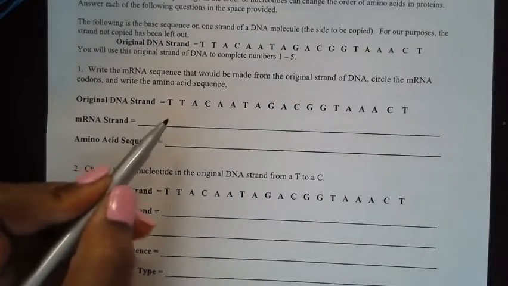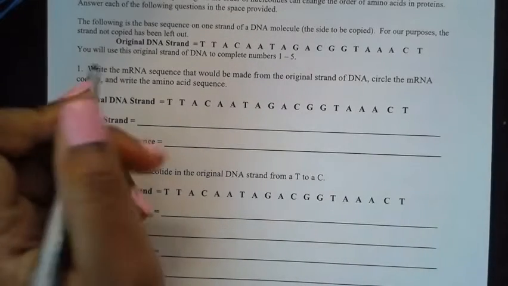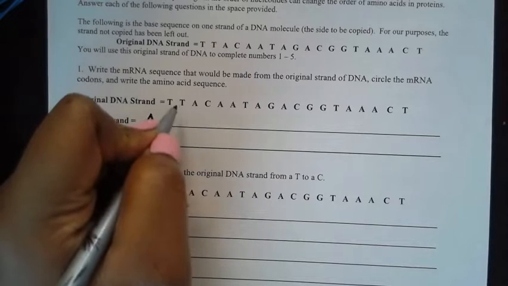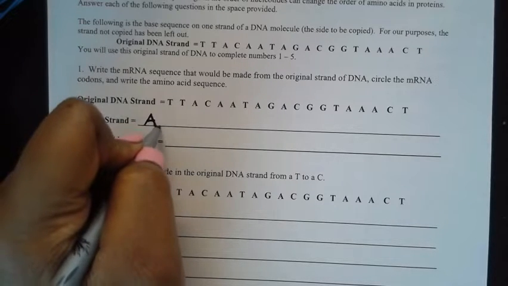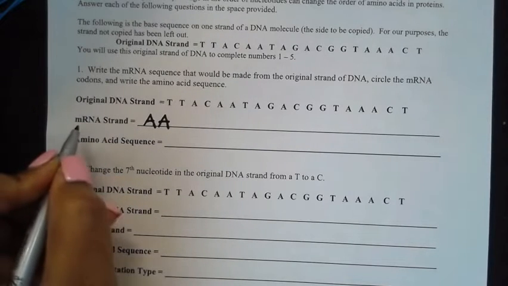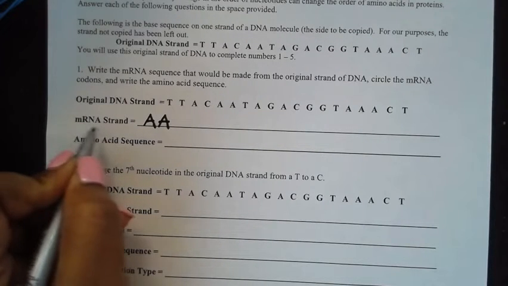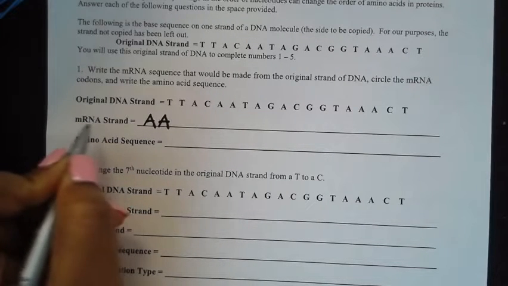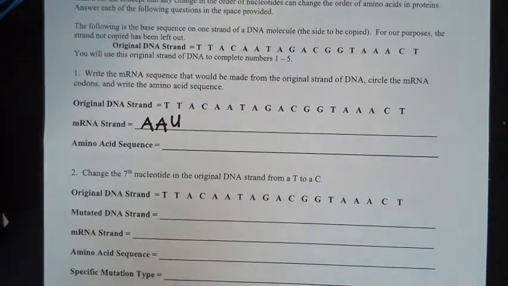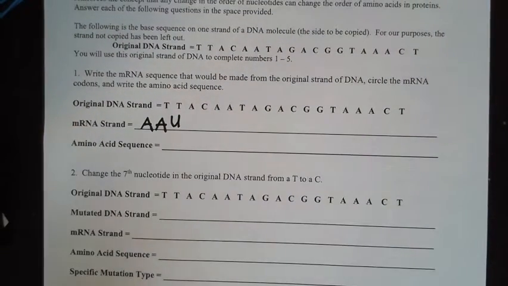So T is going to base pair to an A, another T will base pair to an A, and an A, which in RNA is going to base pair to a U. Okay, go ahead, pause this video, and I'll come back with this whole line with the complement.